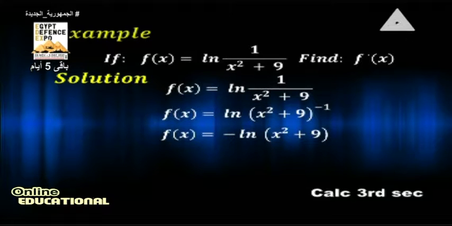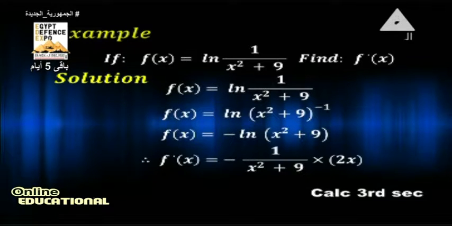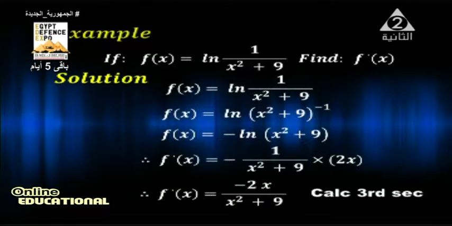Now, what is the derivative of negative ln x power 2 plus 9? The derivative f dash equals negative 1 over the function x power 2 plus 9 multiply the derivative of x power 2 plus 9, which is 2x. Then f dash x equals negative 2x over x power 2 plus 9.